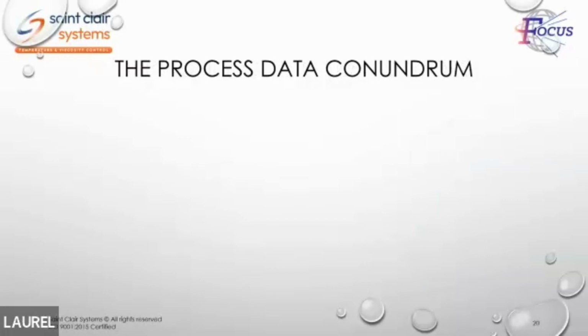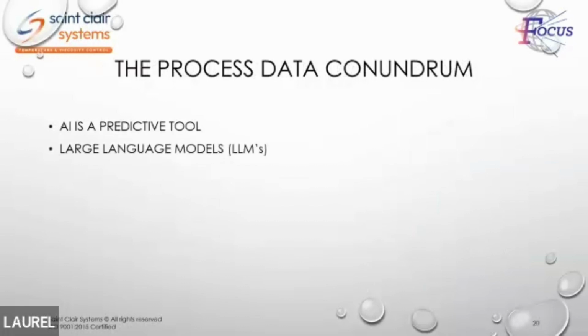The real problem is what I call a process data conundrum. AI is not a thinking machine, it's a predictive tool. It looks at this huge database and it says, what's the next most likely word or sentence or phrase or event? But it's based on history projected forward. And that means that you need a large database. We often refer to these as large language models.